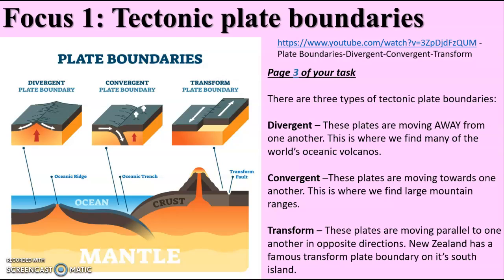So as you can see, divergent plate boundaries, the ones moving away from each other, are often found under the ocean and is often where we find undersea volcanoes, which is pretty cool. The convergent plate boundaries moving towards each other, this is where we find large mountain ranges and often land-based volcanoes. And the transform plate boundaries are the ones moving parallel. And interesting fact, New Zealand actually has a famous transform plate boundary on its South Island, which is due to have a quite major eruption in the very near future. So watch this space for that one.